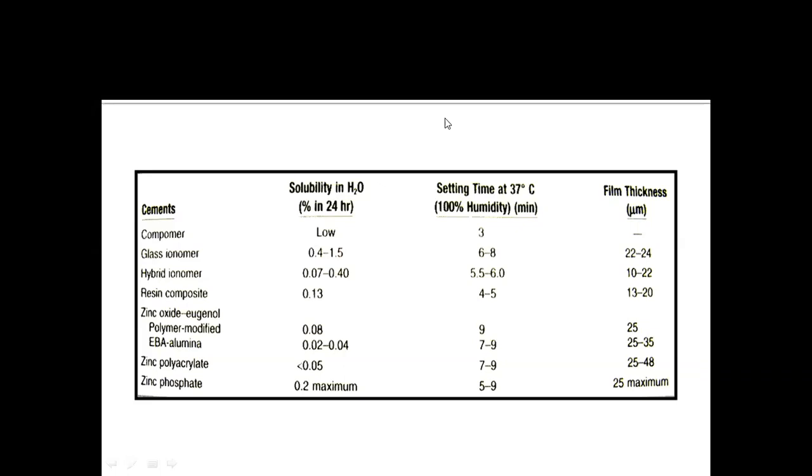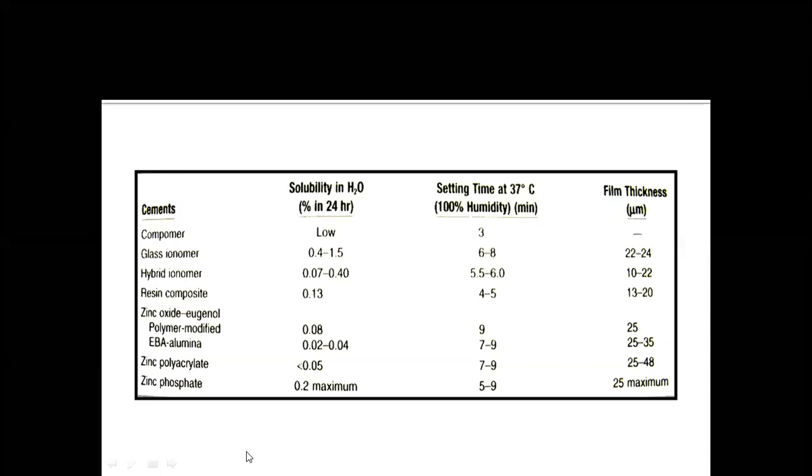Okay, so the film thickness. Remember here he has mentioned clearly the values for solubility and this maximum. So remember those two values. Here he has mentioned the maximum.